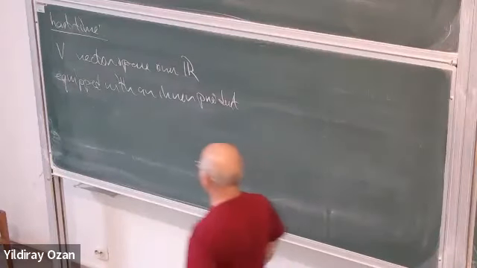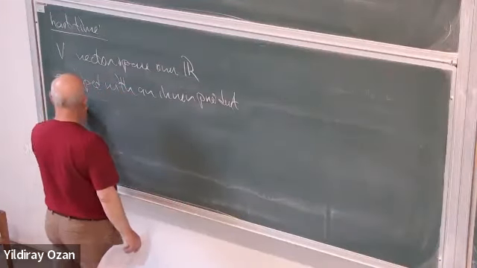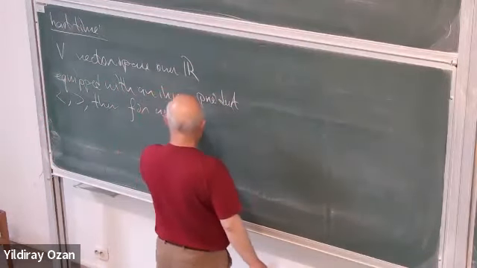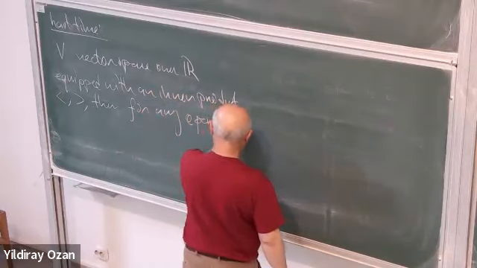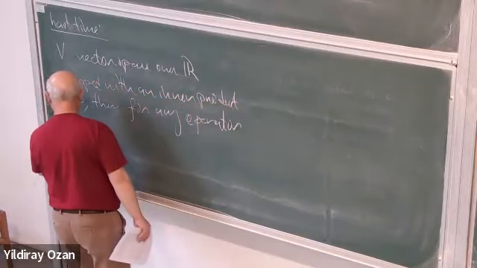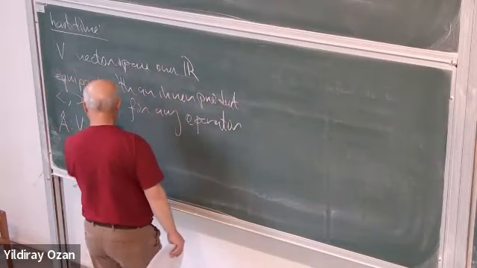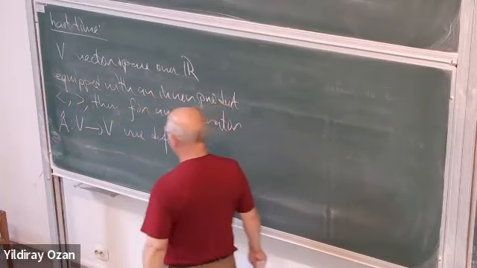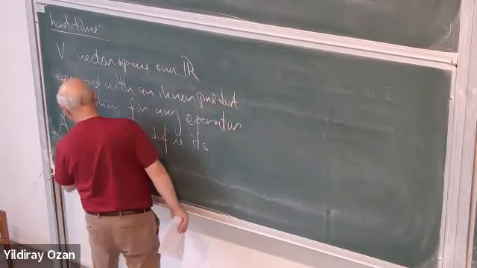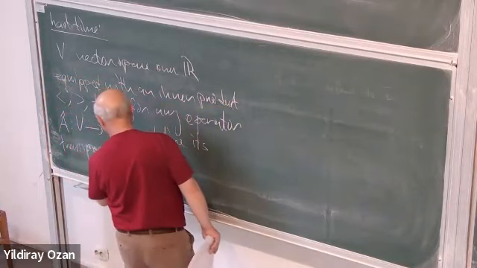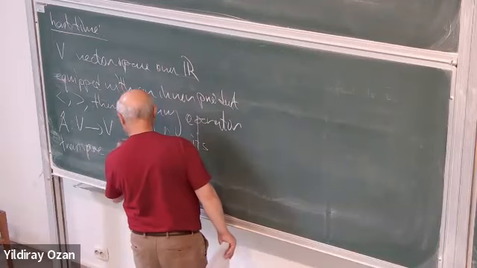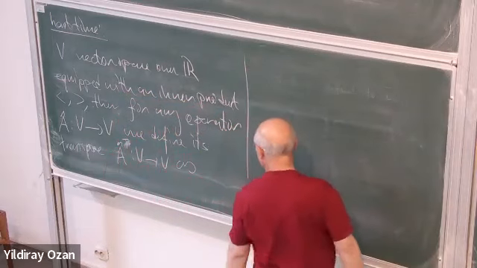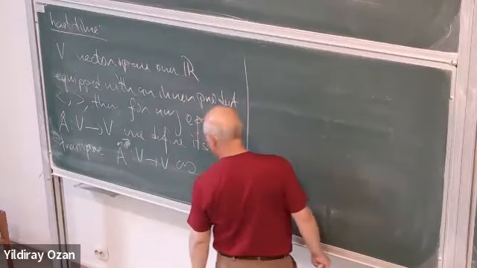Inner product. Then for any operator, let's say A, from E to E, we define its transpose, from E to E, as follows.